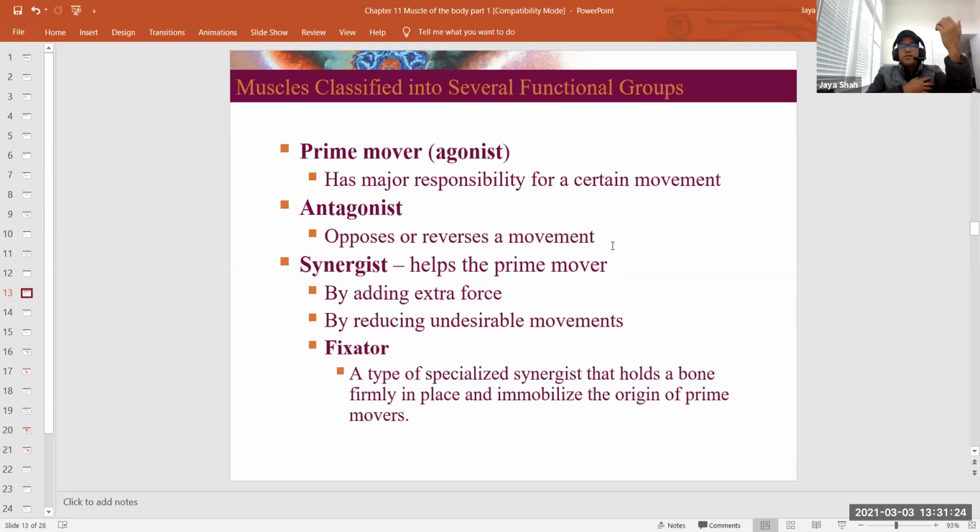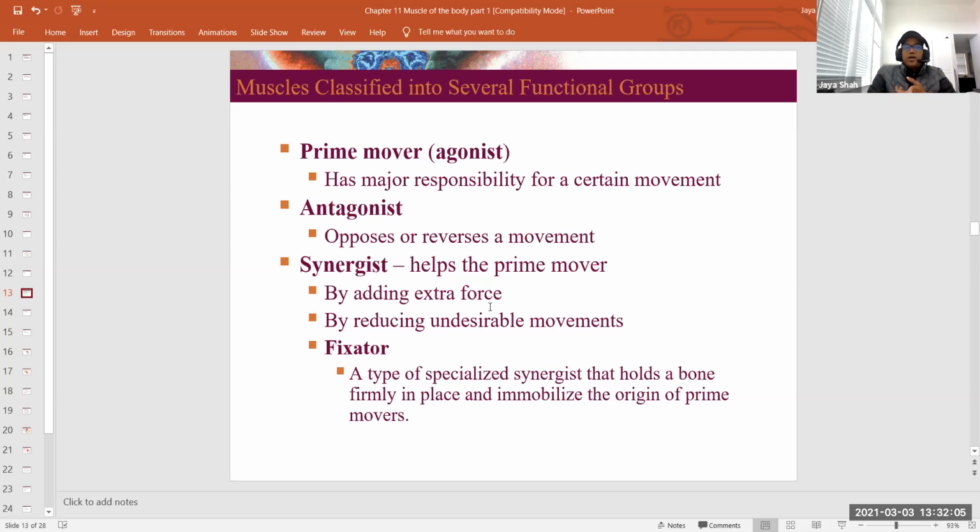So what are those muscles? Like the pectoralis major muscles, the deltoid muscles, the serratus anterior muscles, and the subscapularis muscles. These muscles all hold your joints, the shoulder joint and elbow joint, and help you flex. So those muscles are called synergists. Synergists help the prime mover, or agonist. How do they do that? By adding extra force, either by helping the movement or by reducing undesirable movement.